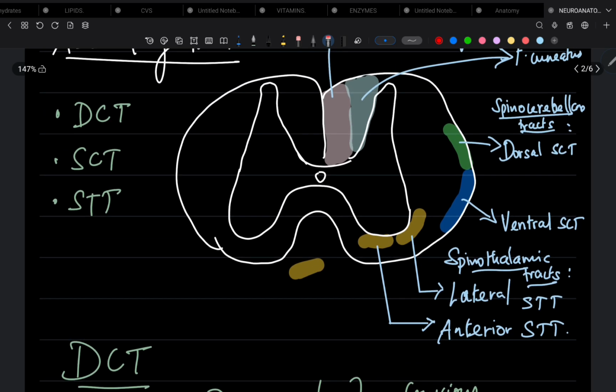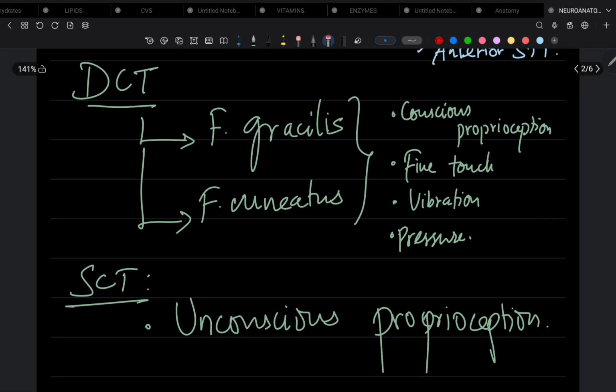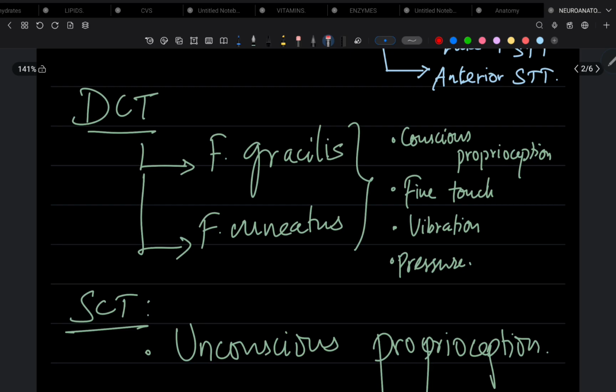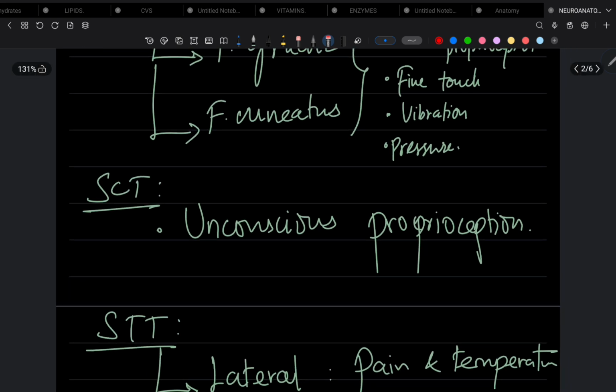The dorsal column tract carries information like conscious proprioception, fine touch, vibration, and pressure. So these two nerve bundles, fasciculus gracilis and fasciculus cuneatus, which belong to the dorsal column tract, carry conscious proprioception, fine touch, vibration, and pressure. And the spinocerebellar tract carries unconscious proprioception.